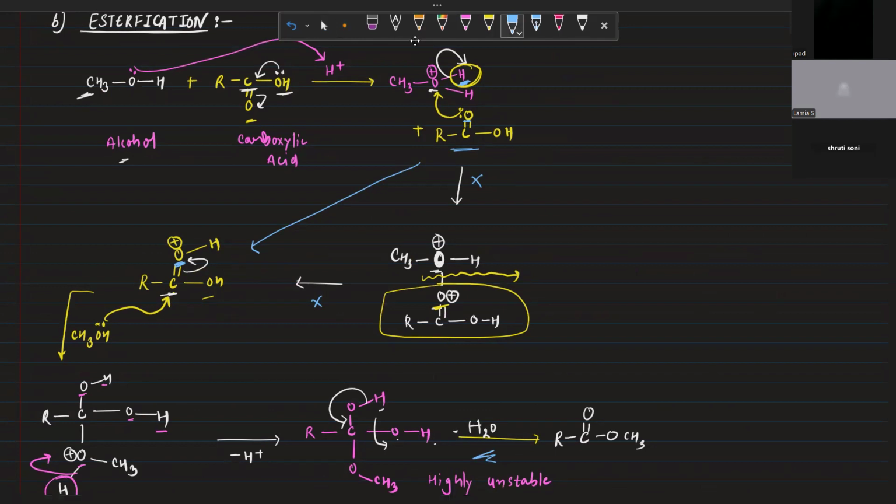Okay, so from here to here, there is only the first step, that is generation of electrophile. Then from here, attack of nucleophile. This is deprotonation and this is dehydration. Fourth step.